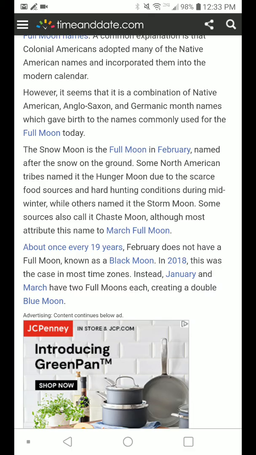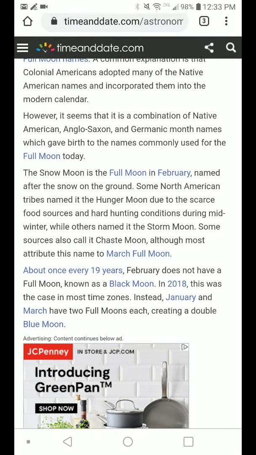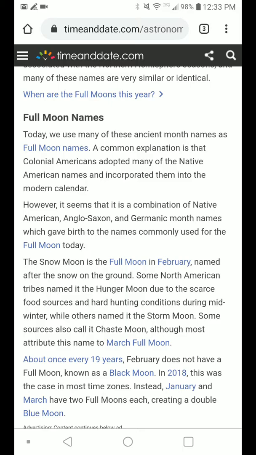That's what I see. I see it as an omen. Again, tribes named it the hunger moon due to the scarce food sources and hard hunting conditions during midwinter, while others name it the storm moon. Some sources also call it the chaste moon, although most attribute this name to the March full moon. So anyway, this snow moon, like I said, is an omen which represents a famine. Remember this, the star and the moon was given to us. Well, let me just read it. Let me get this scripture real quick.